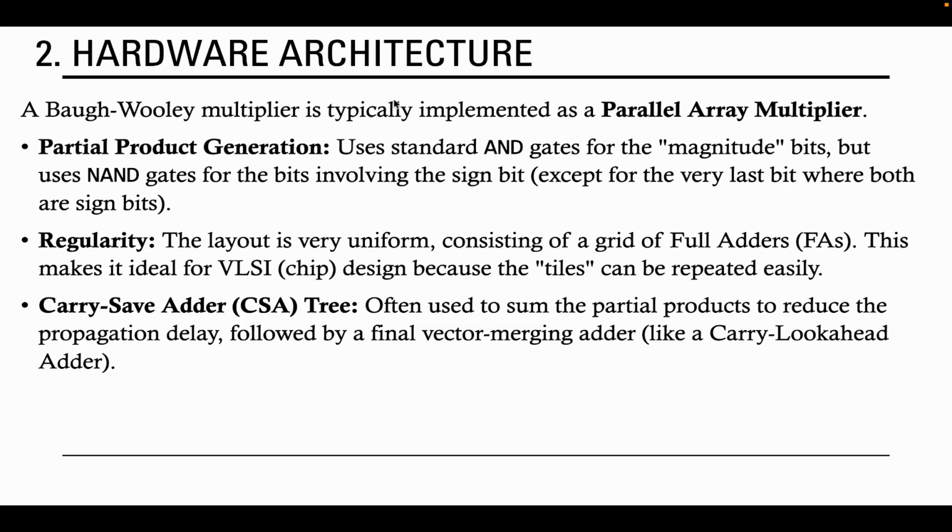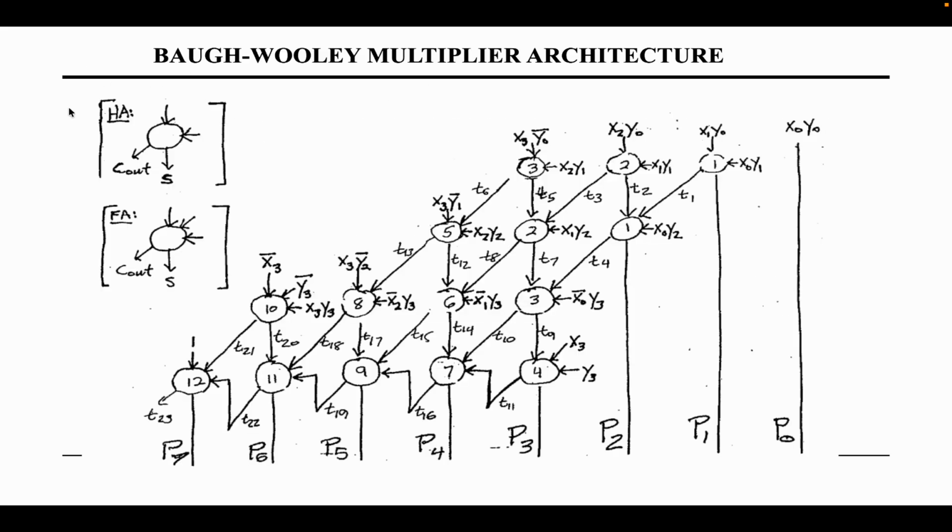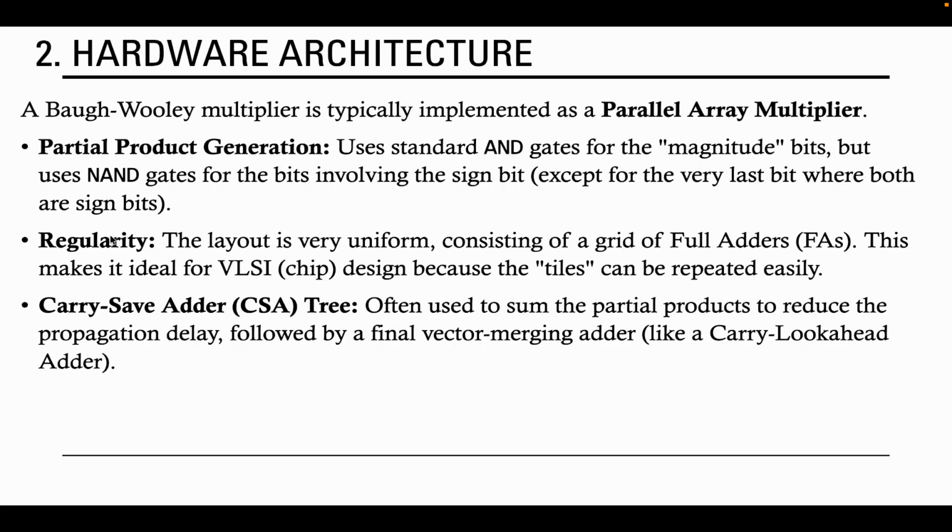To understand the hardware architecture, we need to understand something called processing engines. This will be called a processing engine. We'll discuss it in detail. First, we'll see what it is. Partial product generation uses standard AND gates for the magnitude bits. So if your partial products have both unsigned values, that is magnitude bits, you will use AND gates. If you have signed partial products, you will use a NAND gate.